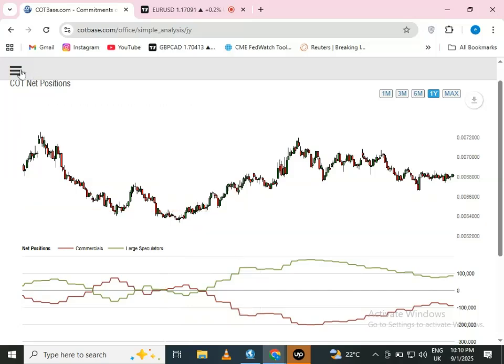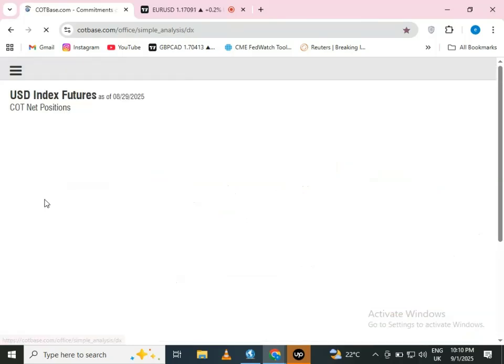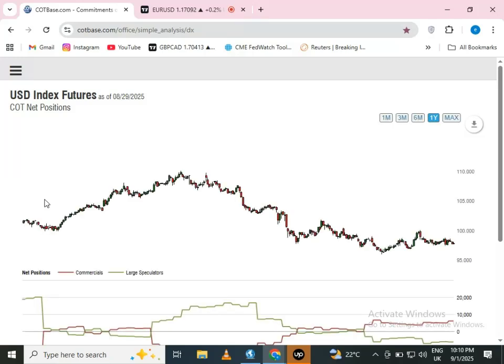And the US, don't forget the US, guys. As we showed earlier, the US, they were selling. So what do you think will happen in the market? It means that the large speculators are selling more. They're buying the Japanese yen, and they are selling the USD index futures.